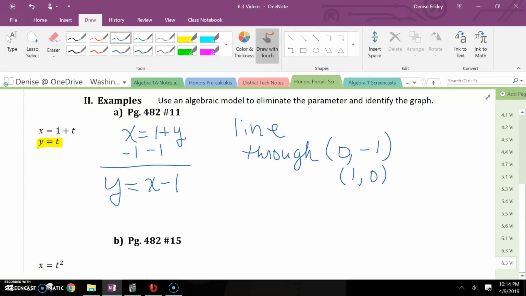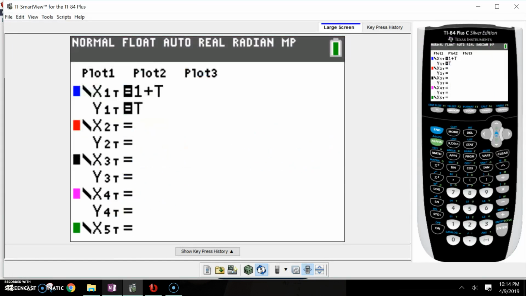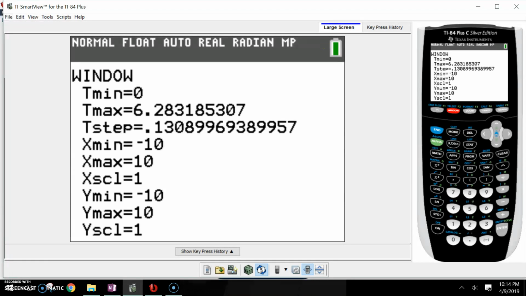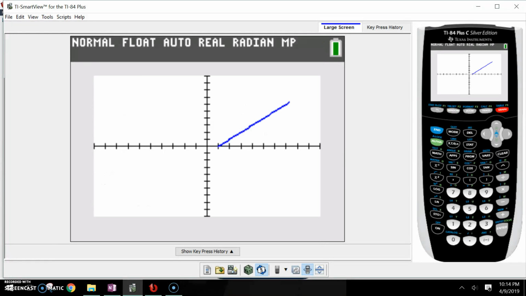Now just to verify that graphically, what we can do is put them in our graphing calculator. So first, looking at the 84, I have the two equations in, and I reset my window to our typical window where t goes from 0 to 2 pi, and I left the step alone, and the graph for x and y is just our standard graph. And when I look at it, I will see I do have this line. It's actually a line segment because I bounded it by my choice of t between 0 and 2 pi.